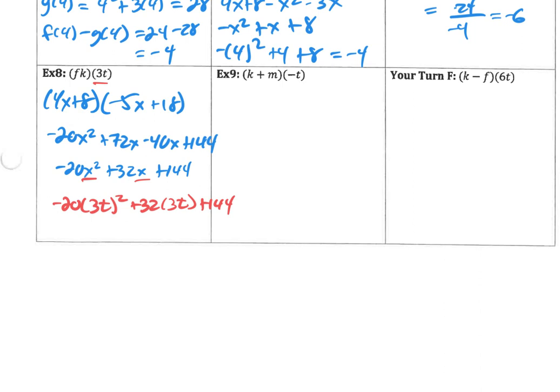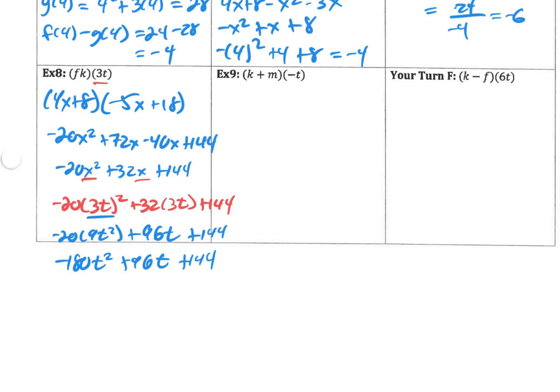All right, we need to simplify a little bit here, that 3t squared. I'm also multiplying that 32 by 3 there. And then the last thing I have to do here is multiply negative 20 by 9, and we get negative 180t squared plus 96t plus 144, and that is our final expression.